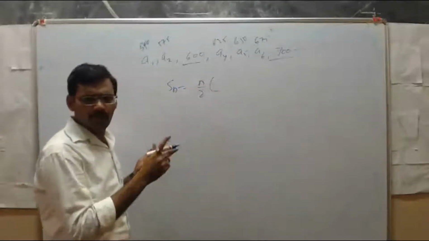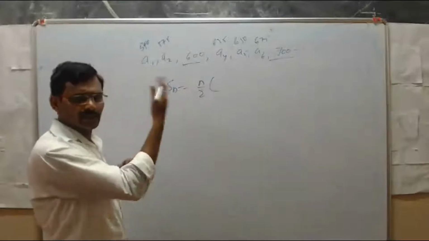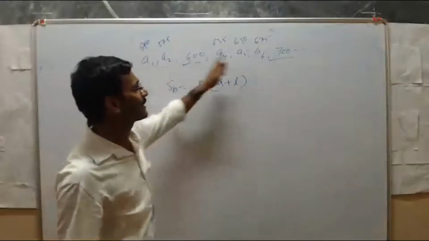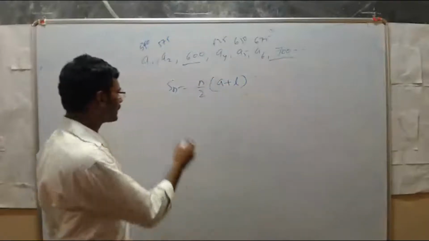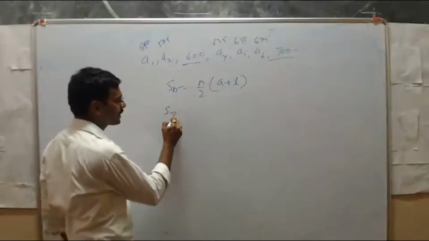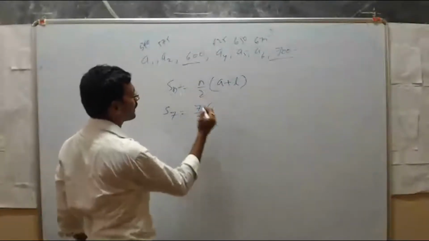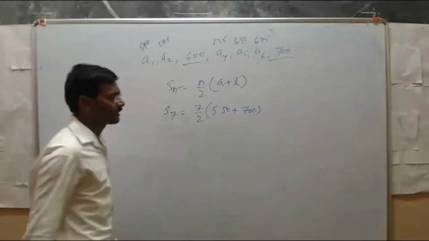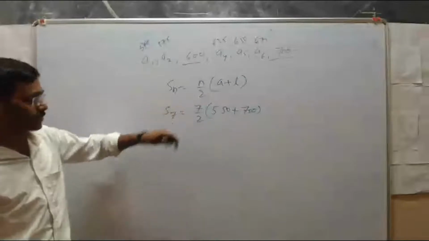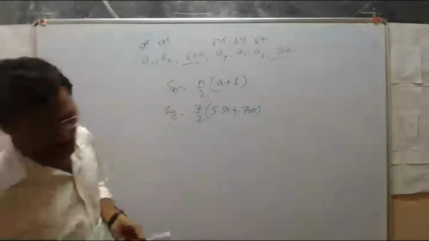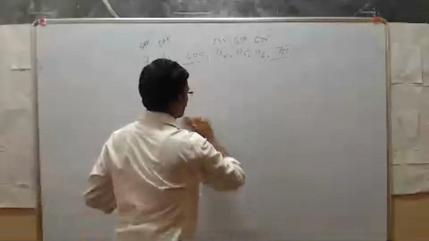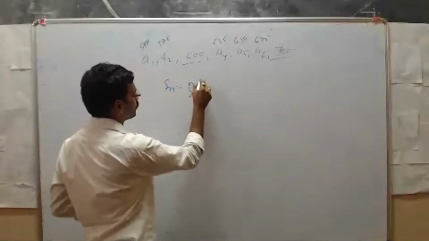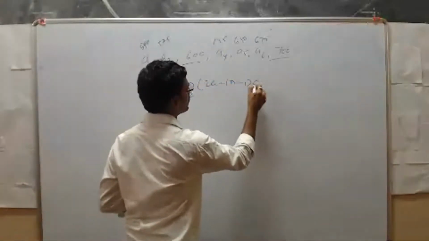We can solve this problem in two ways. First, with the help of the first term and the last term: n by 2 into A plus L, because the 7th year is considered the last year. N value is 7, so 7 by 2. A value is how much? In the first year 550. Last is how much? 700. Sorry, we can solve it by the Sn formula only. It is very easy to solve. Then Sn is equal to n by 2 into 2a plus n minus 1 into d.